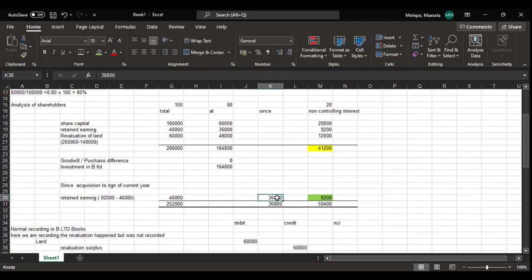You get it? So please don't confuse this. Don't say why are we taking the 36,800 here, but we didn't take the difference of the revaluation. The revaluation was eliminated, so we only take the value of the land itself, because remember the land was not eliminated. We only eliminated the revaluation. You get it?